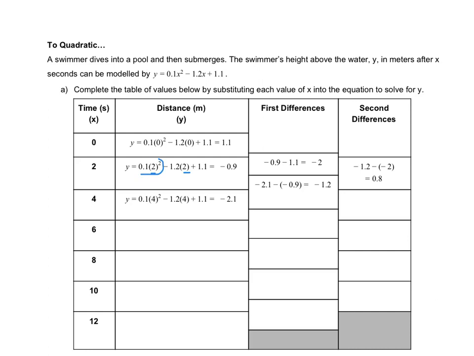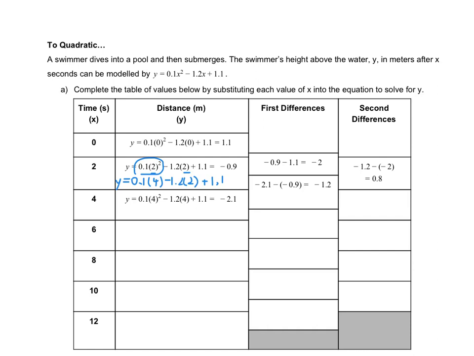So right over here, I'm not going to do 0.1 times 2 and then square. I'm going to do 2 squared first. So I'd write 0.1 times 2 squared is 4, minus 1.2 times 2, plus 1.1. Then I do my multiplication and then add or subtract everything together to get that negative 0.9.